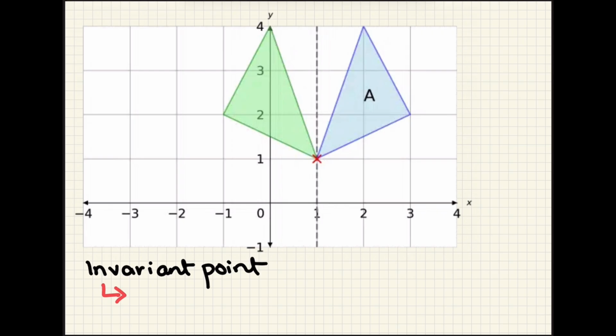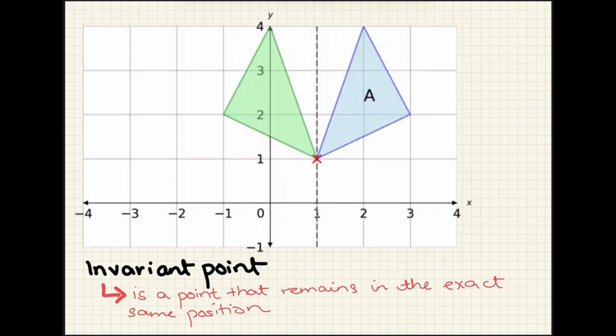So an invariant point is a point that remains in the exact same position after a transformation.